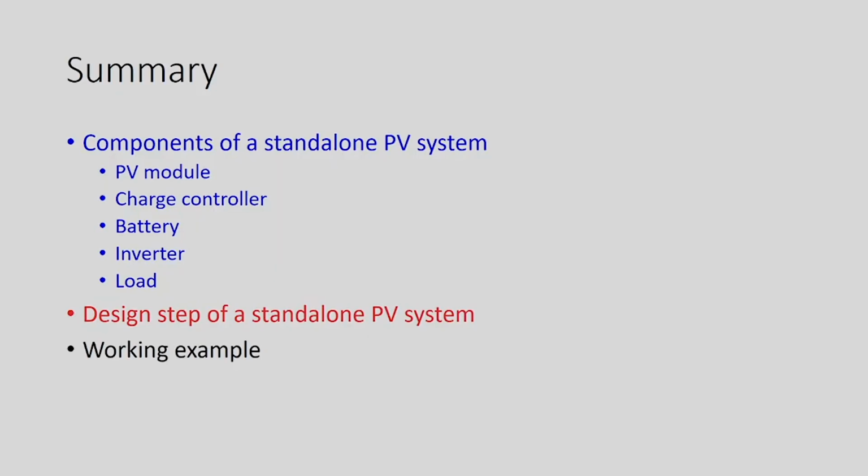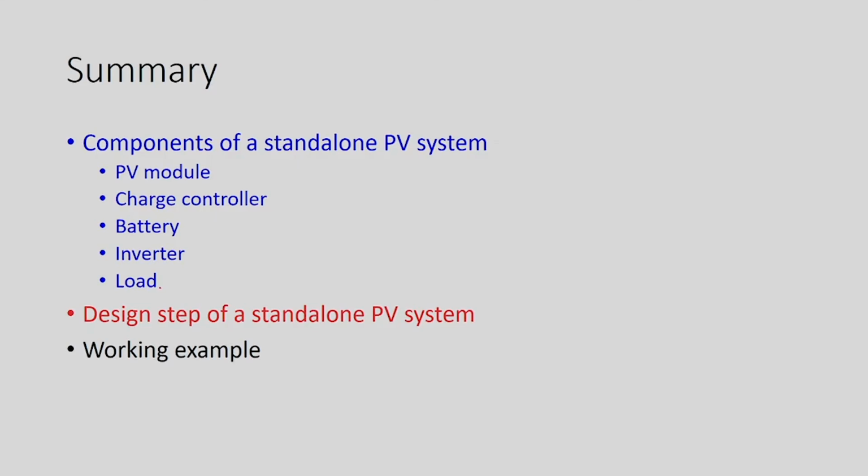Now let us summarize what we have discussed today about the different components of a standalone system: PV modules, charge controller, battery, inverter and load. We have not said more about the inverters, because we will cover these when we discuss the grid connected PV system, where we will discuss the different kinds of inverters and which inverter to select for which application. We also studied the loads. There are cases where DC loads are there and cases where AC loads are there, and we discussed what we need to do in case of AC load and in case of DC load.